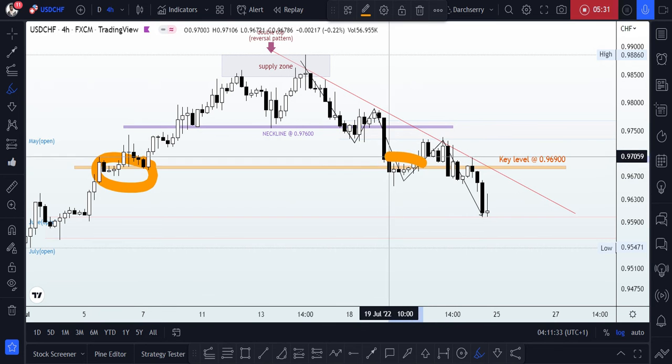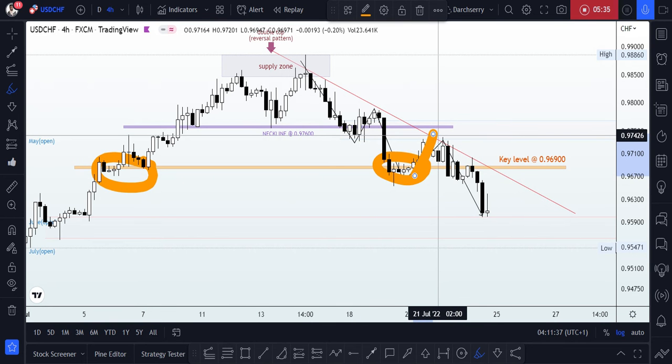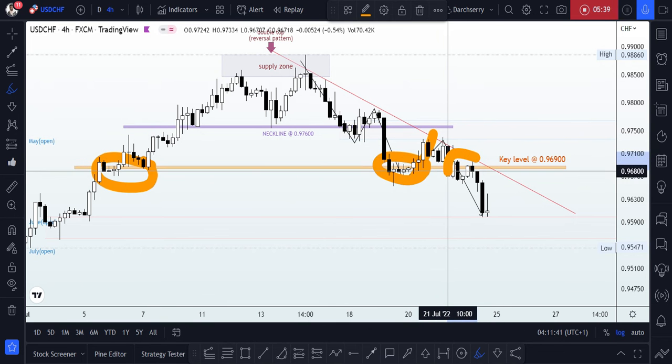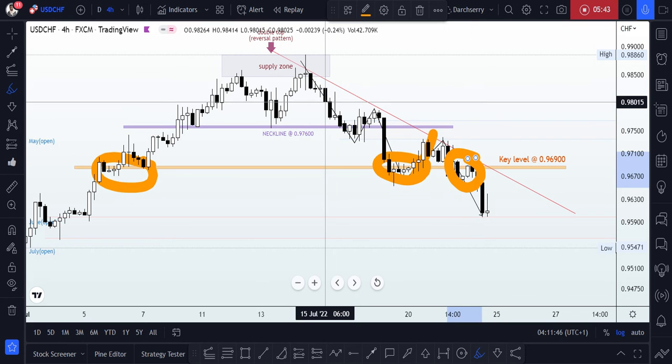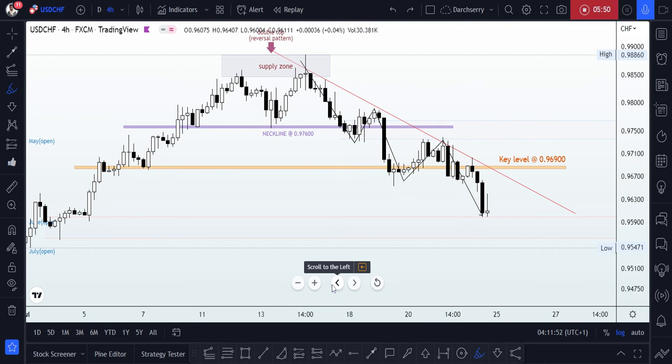Then we saw it happen here again with the intention of pushing price up, but the buyers failed and price did break down of that level one more time, a breakdown and a retest of that structure. And this is more or less a clue into how significant that level is. And because of this, I was able to identify that area as my key level for the new week.